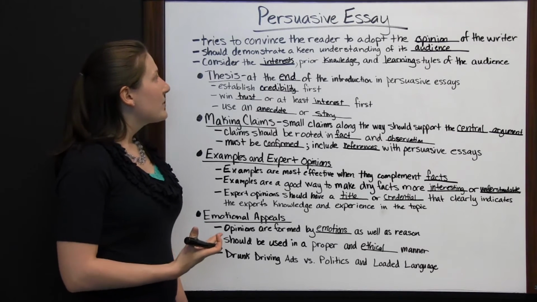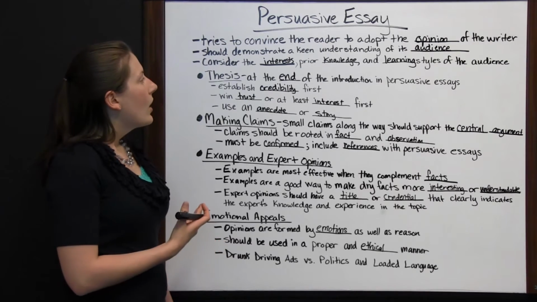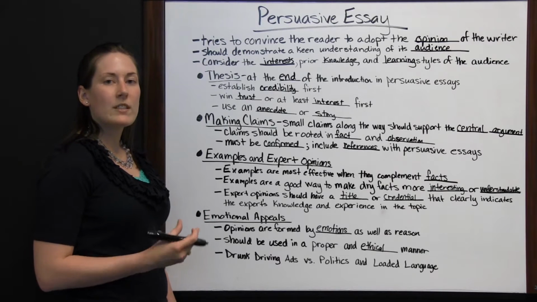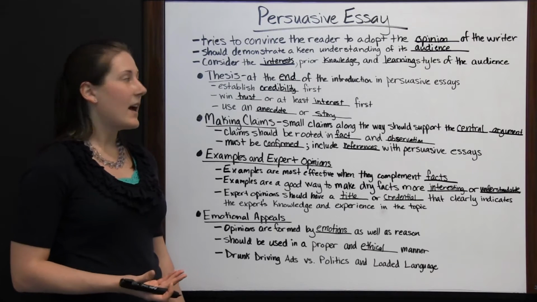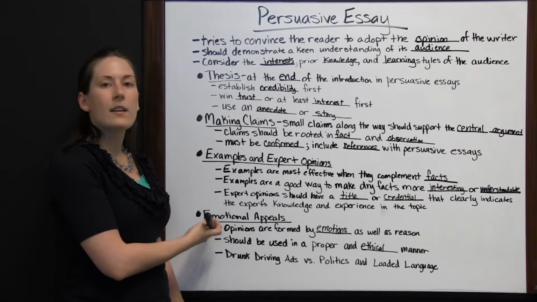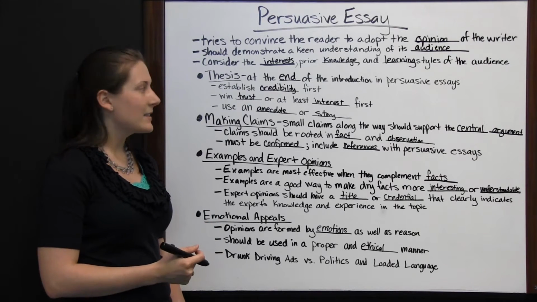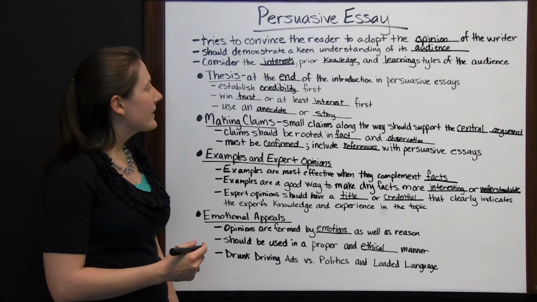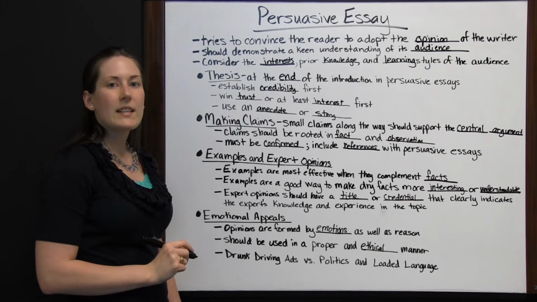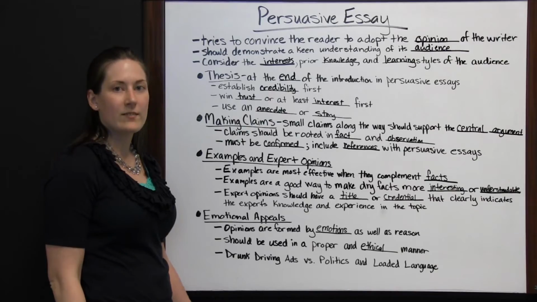So whenever you're writing a persuasive essay, make sure you're keeping in mind who your audience is, what their interests are, how much they may already know about the topic, and what's going to help them the most. And then you can decide if you want to use small claims along the way, expert opinions and examples, or emotional appeals to back up your thesis. But the most important thing you're going to need to do is to win your audience's trust. You want to establish that you're credible so that you can convince them that your opinion is the correct one.